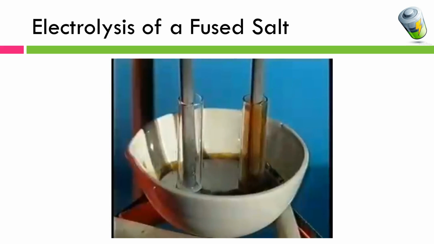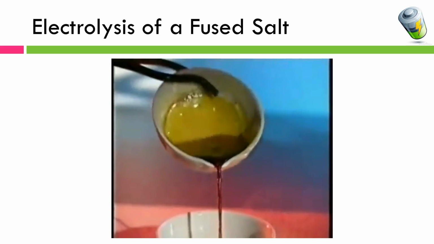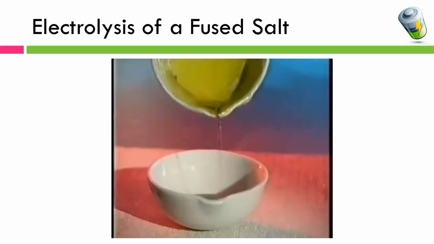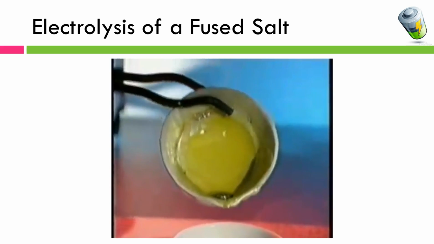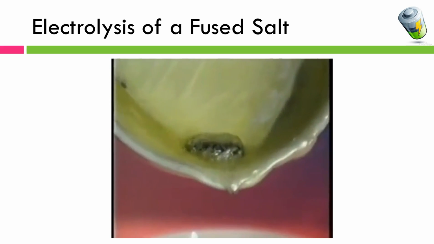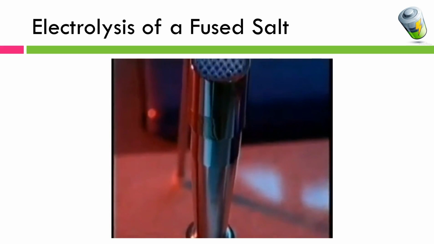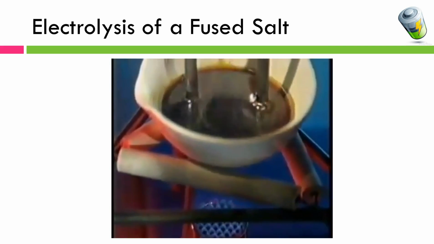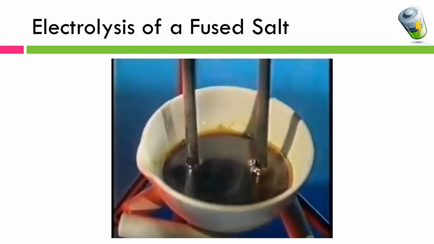Although nothing obvious appears to be happening at the left-hand electrode, pouring the molten lead bromide away reveals a small silvery metallic bead. This is pure lead. So, passing an electric current through molten lead bromide breaks it down into the elements lead and bromine.